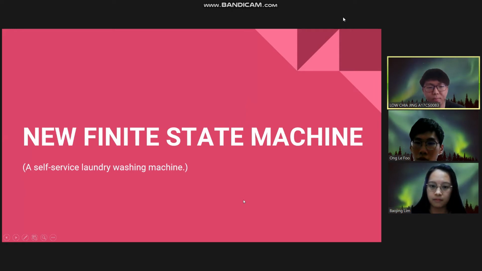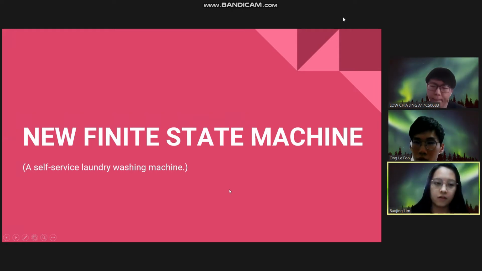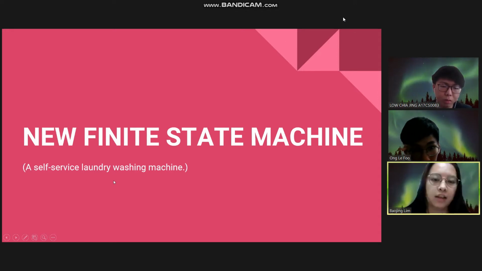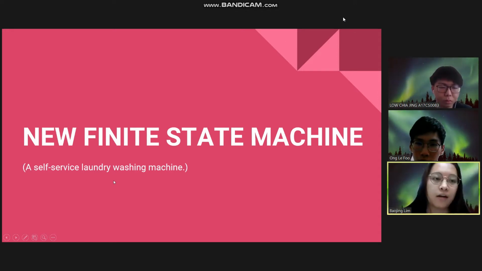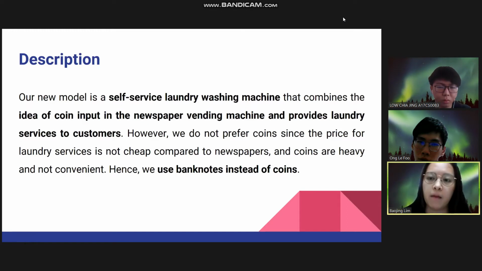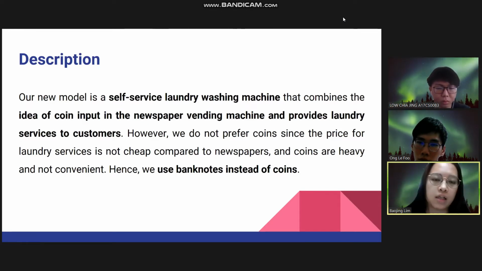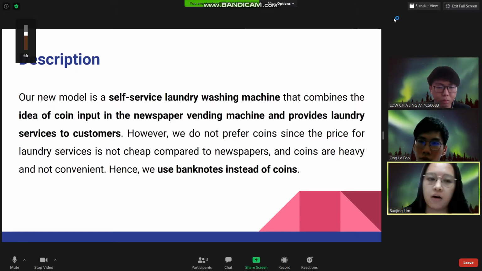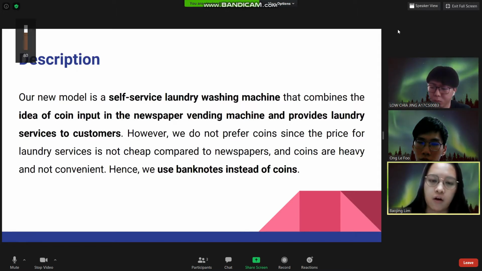About the new finite state machine, we have created a self-service laundry washing machine. About the description, our new model is a self-service laundry washing machine that combines the idea of coin input in the newspaper vending machine and provides laundry service to the customer. However, we do not prefer coins since the price for the laundry service is not cheap compared to newspaper and the coins are heavy and not convenient. Hence, we use banknotes instead of coins.